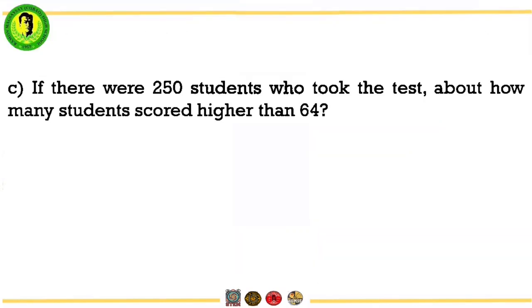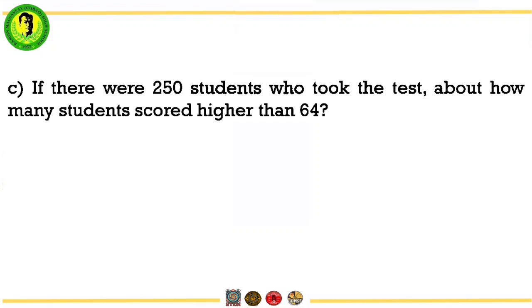Letter C. If there were 250 students who took the test, about how many students got higher than 64? So the earlier problems ask us about probability, or the area. This question asks us the specific number of students after getting the probability. About how many, so approximately how many students got higher than 64. Before we can answer this question, we must first get the probability, correct? Okay, so let's first solve for the probability.